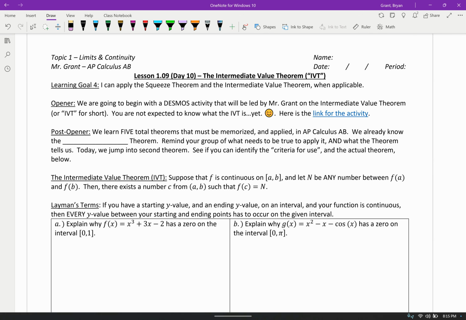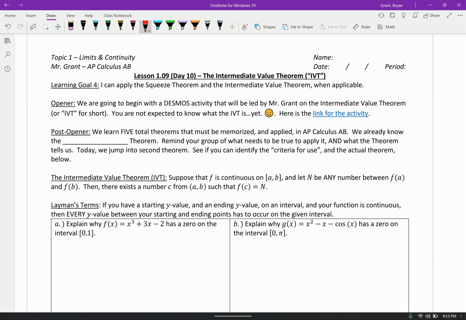Hello, marvelous AP Calculus students, and welcome back to our second to last lesson in our first topic of AP Calculus AB. Our second to last lesson is actually our second theorem for the entire year. Now, there kind of are one or two other theorems, but we don't really call them as such. These are kind of the 5 ones that you're asked to use to justify various free response questions. So the title of our lesson is the Intermediate Value Theorem.